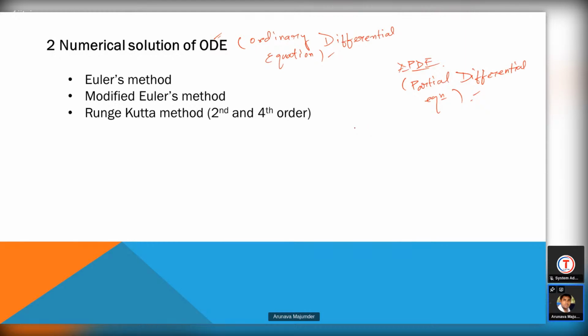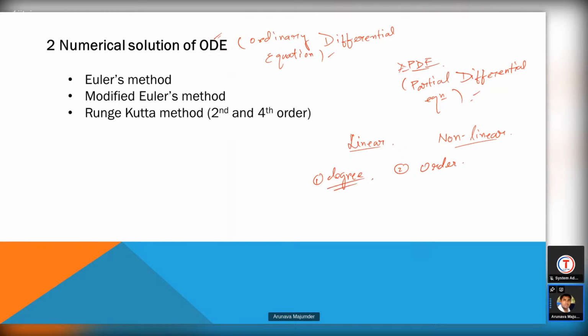And there are different types of ODEs. How many types are there? ODE may be linear, maybe non-linear. Linear ODE may be of different orders: first order, second order, third order. Non-linear is also there, maybe second order, first order, third order. So a differential equation has two things: one is degree and another one is order.